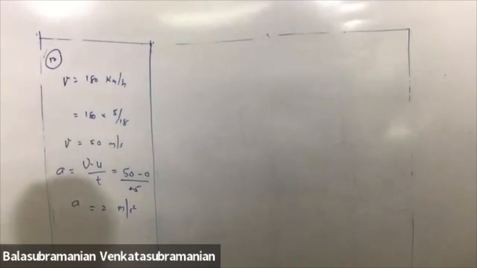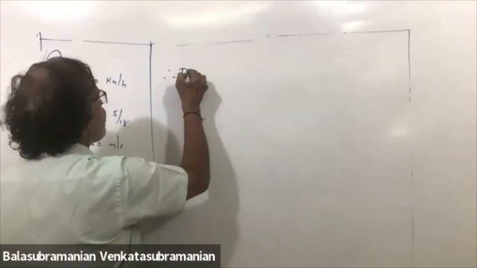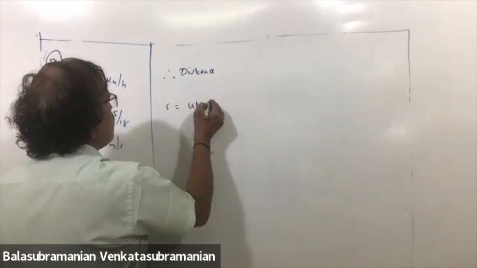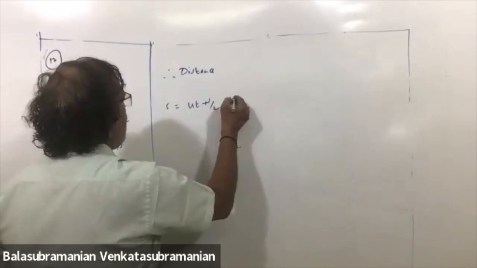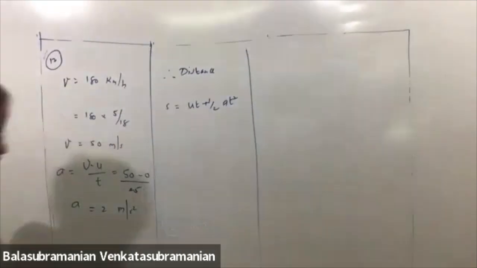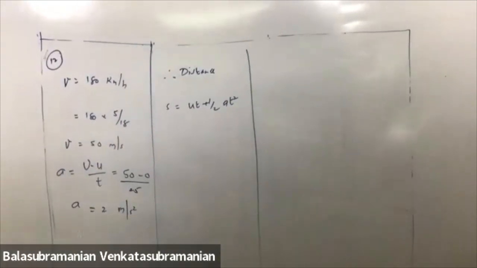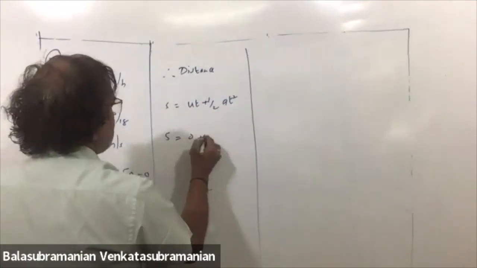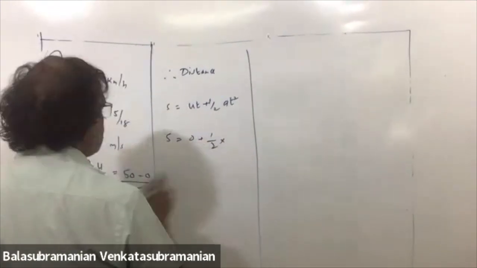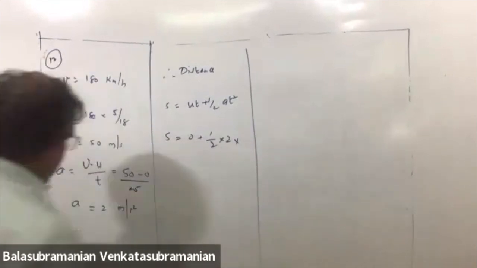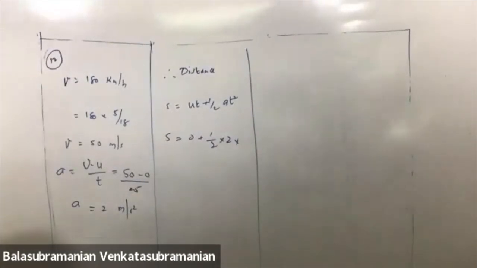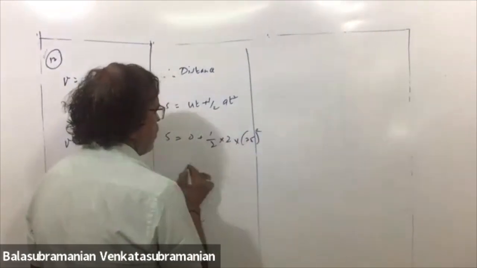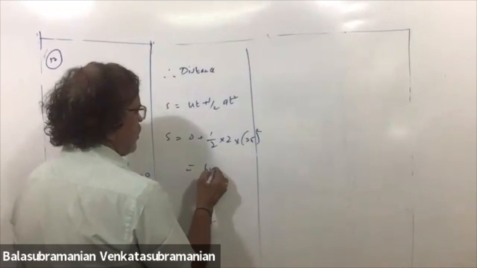Next, distance you have to calculate. Therefore, distance S is equal to ut plus half at square. Initial speed 0, plus half a is 2, t square. What is t given? 25. So 25 square. Cancel, 625 meters.